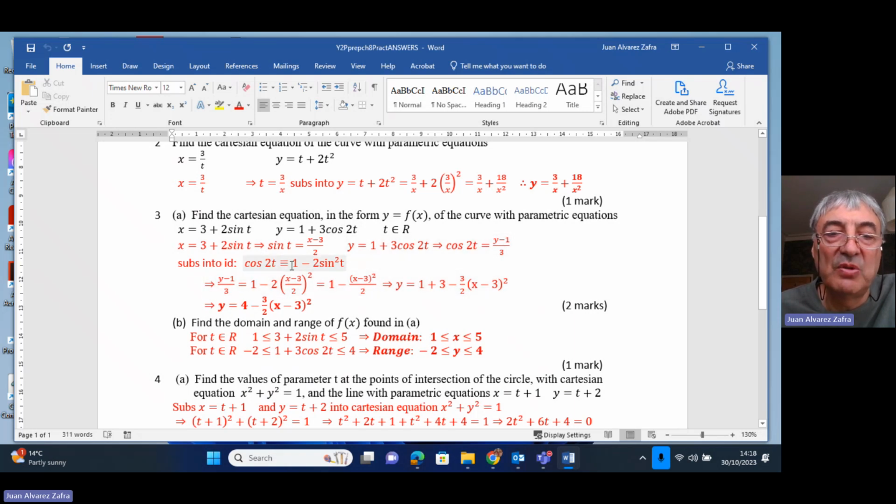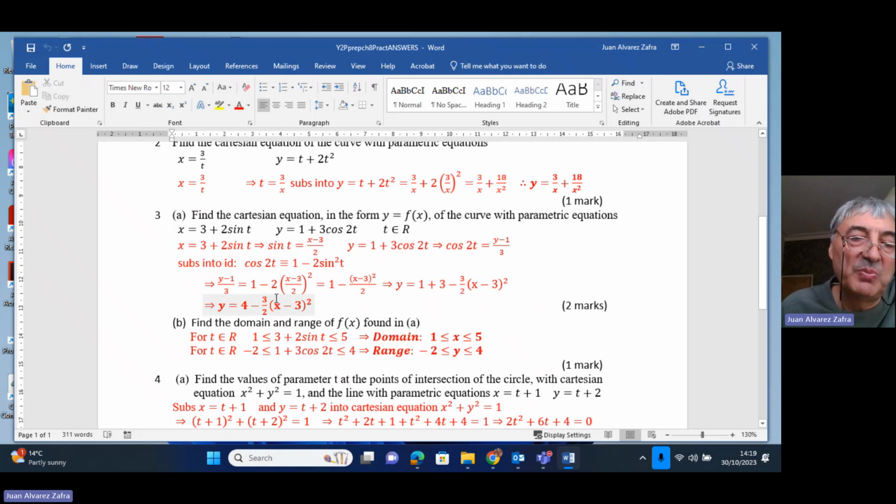And if we then substitute those into the identity, we get that cos of 2t is replaced by (y minus 1) over 3. The sine of t is replaced by (x minus 3) over 2. And because we need sine squared, we need to square that. And that will now give us a relationship between x and y. A parametric equation is being converted into our Cartesian equation.